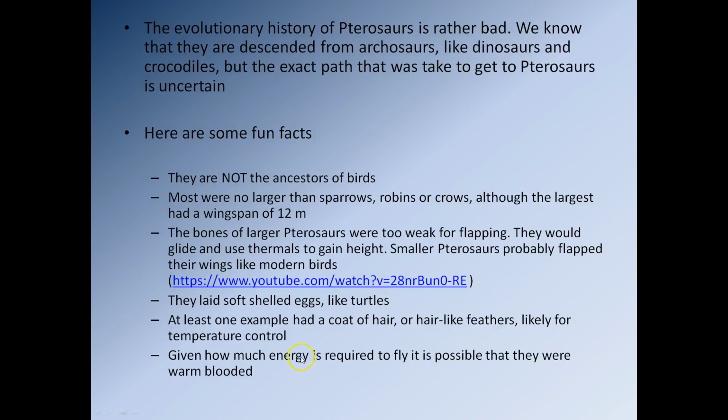There's also a body of evidence that would suggest that given the high energy requirements for flying reptiles, there's a reasonable chance that they were warm-blooded. And we do have some evidence to back that up. It's not particularly strong, but once again, just like the dinosaurs, there is a body of circumstantial evidence that when you combine it together can be used to make the case to suggest that they may have been warm-blooded.